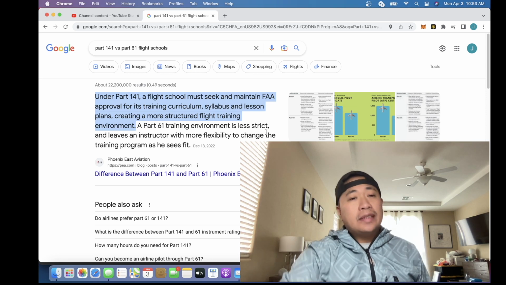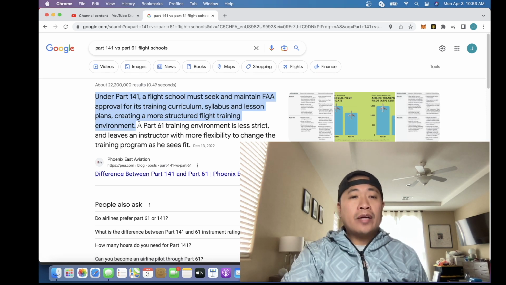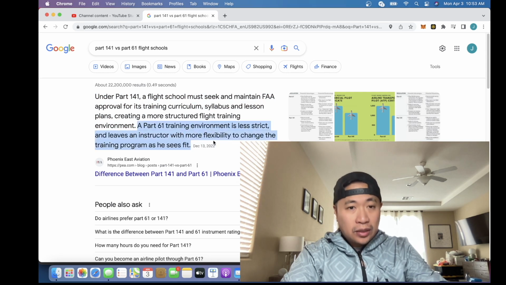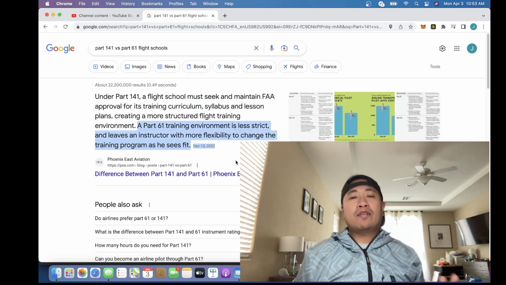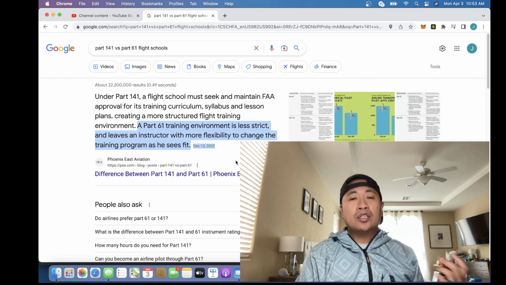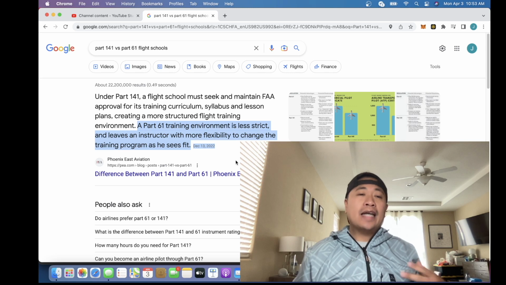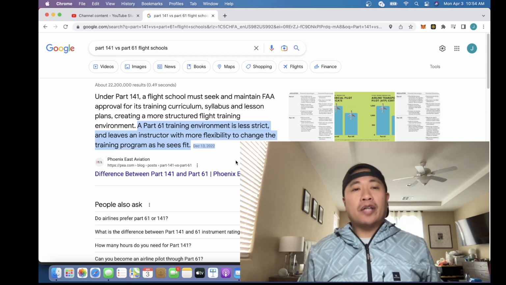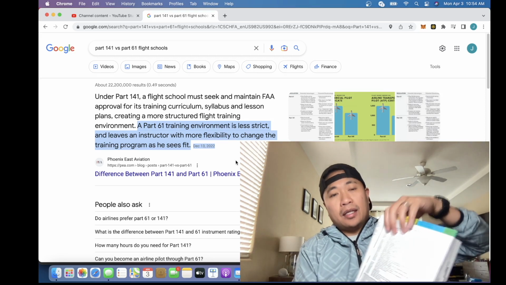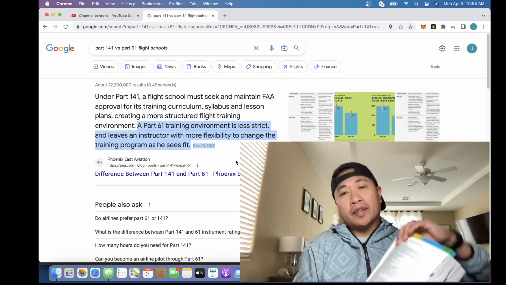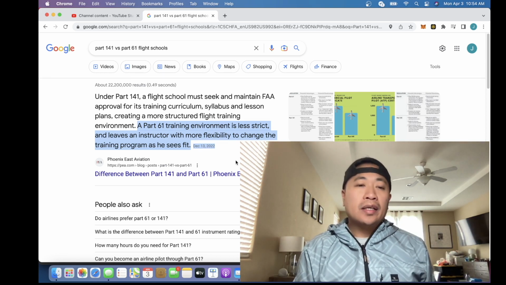Now, a Part 61 is the school I went to. If you're in Vegas, I went to a Part 61 school. It's a training environment that is less strict and leaves an instructor more flexibility to change the training as he or she sees fit. If you look in the FAR-AIM again, that would be Part 61, just a different chapter or a different regulation, or as everyone says, reg.